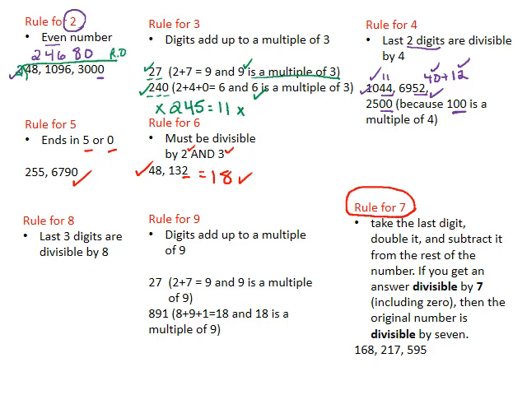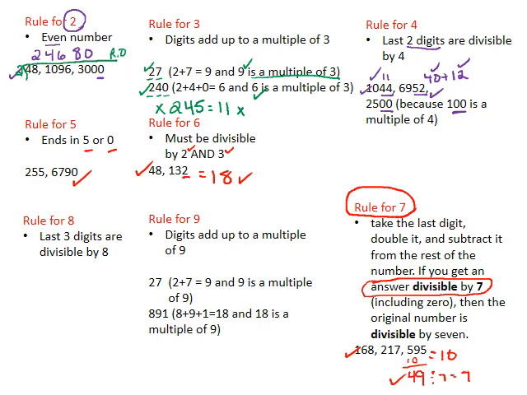But they say that if you take the last digit, which is 5, and double it, which is 10, and you subtract it from the rest of the number, if that answer is divisible by 7, which in this case it is, right? 49 divided by 7 is 7. So that means that the rest of the number is divisible by 7. So you don't really need to know that, but it's there if you want to challenge yourself.